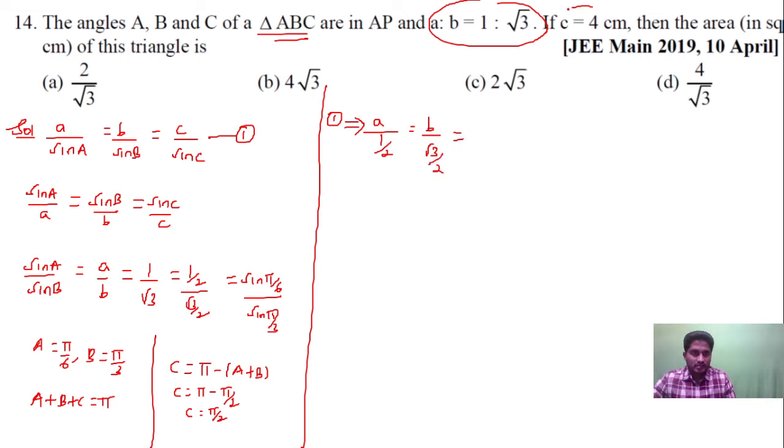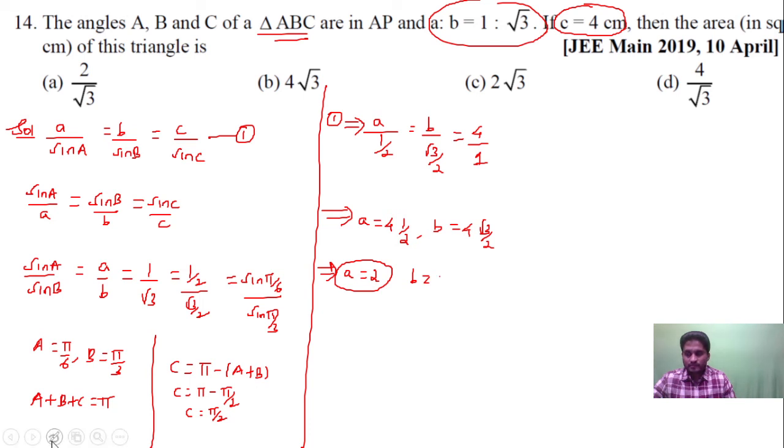Side c is already given, small c is equal to 4. And sine 90 is 1, since C is equal to pi by 2. If I cross multiply, I'll get a and b. A is equal to 4 into half, and b is equal to 4 into root 3 by 2. So side a is equal to 2 and side b is equal to 2 root 3.